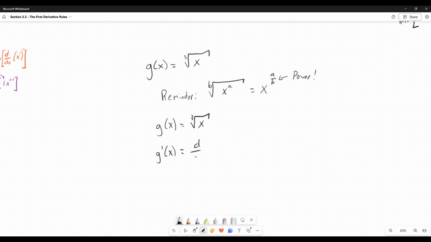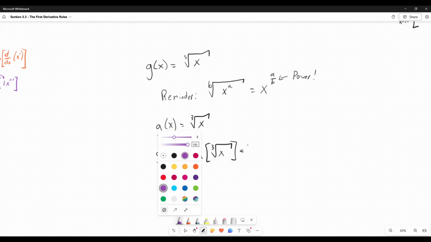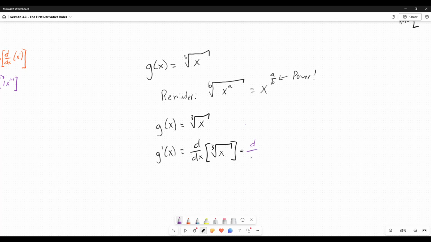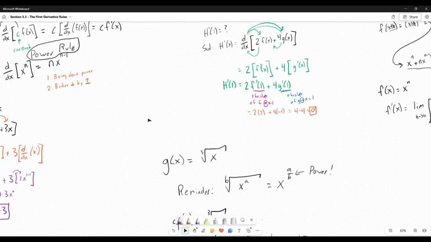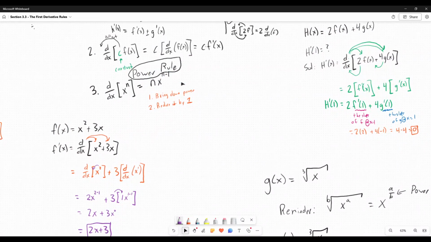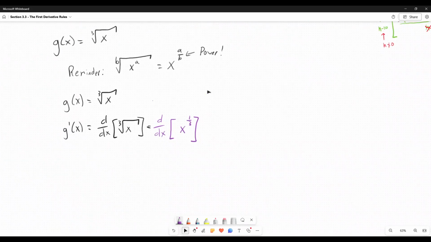Well, that's going to be d over dx of the cube root of x. I'm going to always rewrite in terms of powers, which is going to be d over dx of x to the power 1/3. Now, does this rule state that n has to be an integer? No, it doesn't. We just have to follow the rules, bring down the power, and reduce it by 1. So, bring down the power and reduce it by 1.